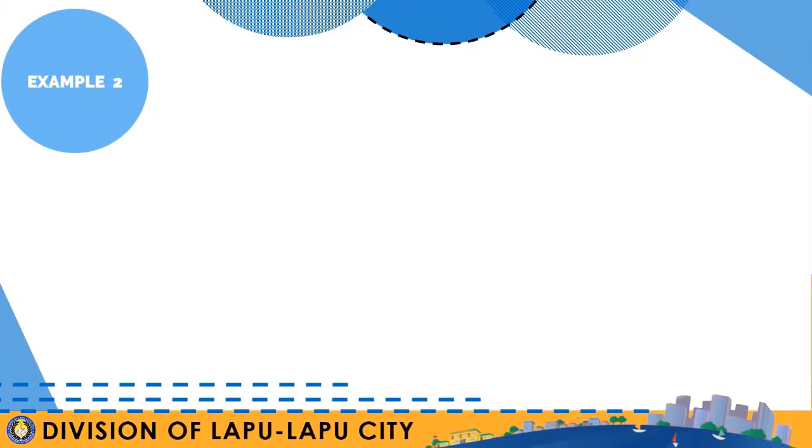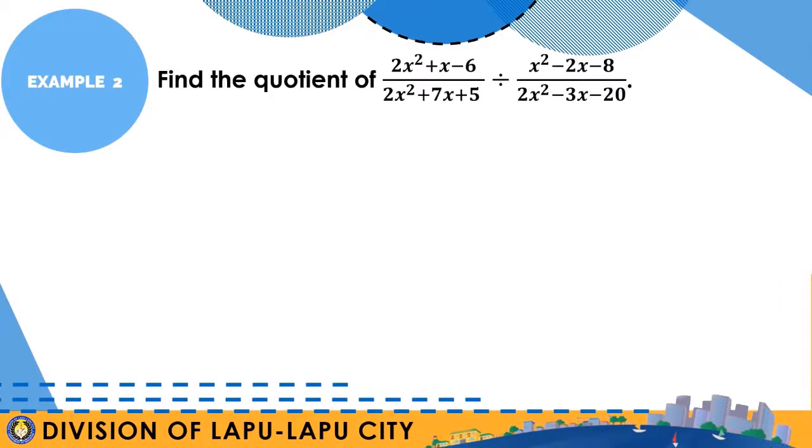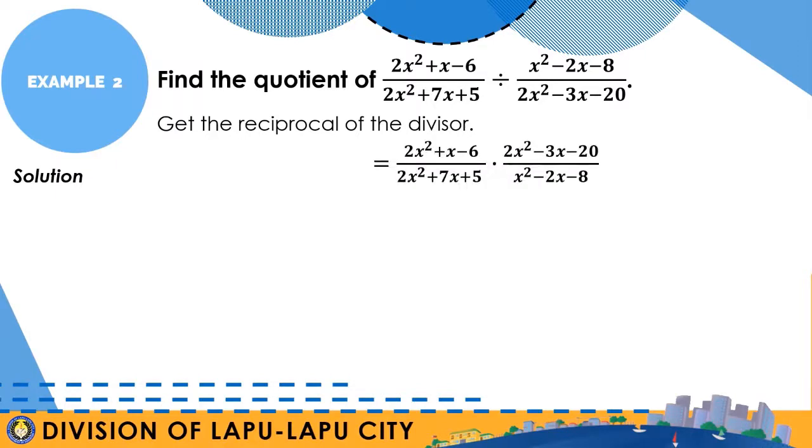Last example. Find the quotient of 2x squared plus x minus 6 over 2x squared plus 7x plus 5 and x squared minus 2x minus 8 over 2x squared minus 3x minus 20. Solution. Get the reciprocal of the divisor. The reciprocal of the divisor is 2x squared minus 3x minus 20 over x squared minus 2x minus 8.